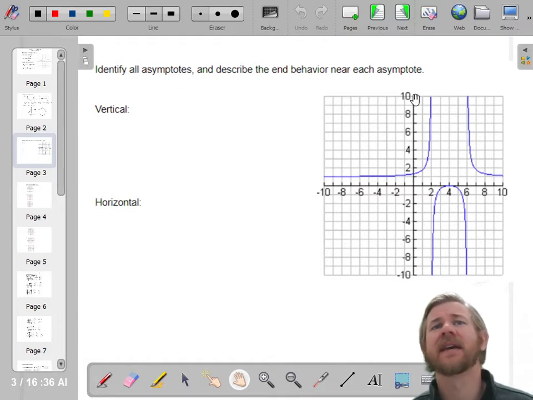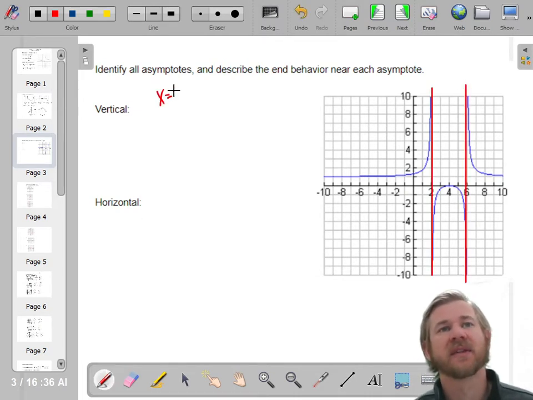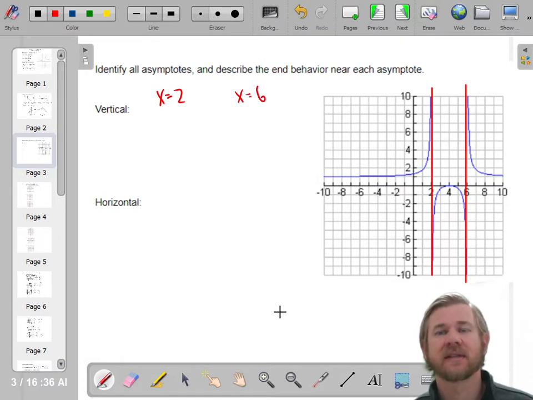So it says identify the asymptotes and then describe the end behavior. So the vertical asymptotes are at, let's see, x equals 2 and x equals 6. So I'm going to try and split this up, x equals 2 and x equals 6. And then I have a horizontal asymptote at y equals 1 right there, y equals 1.